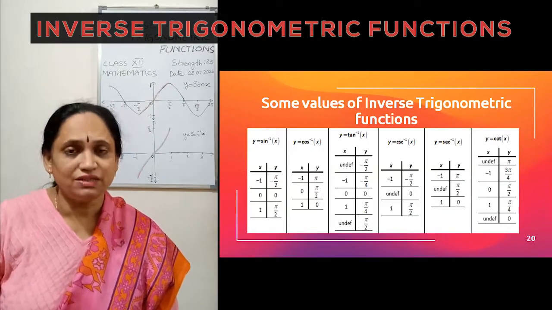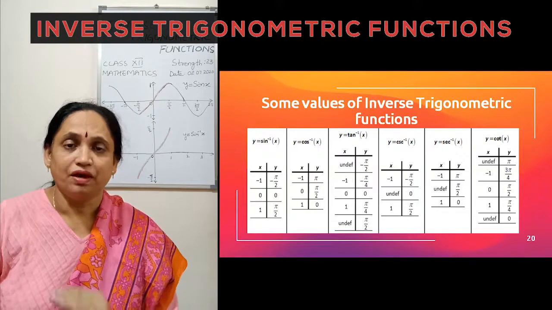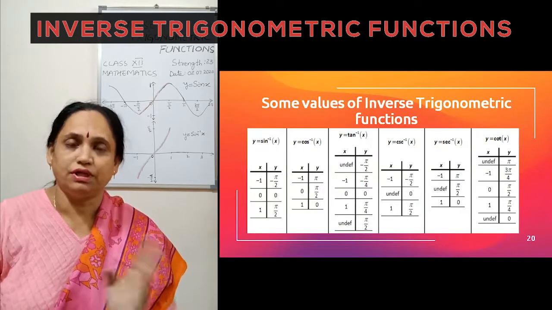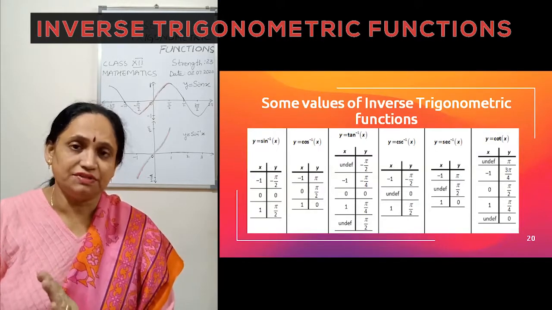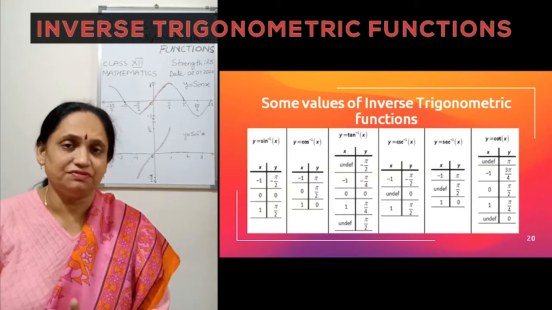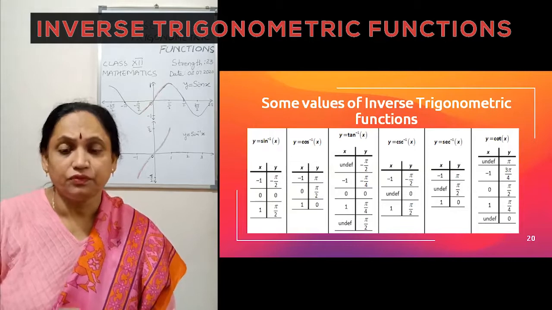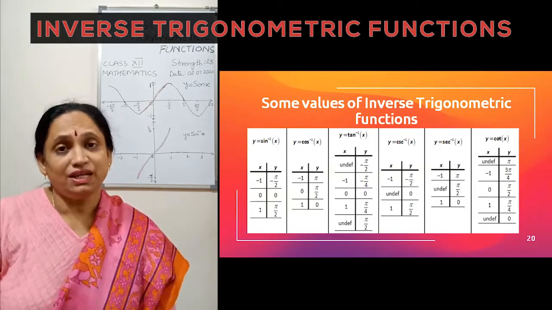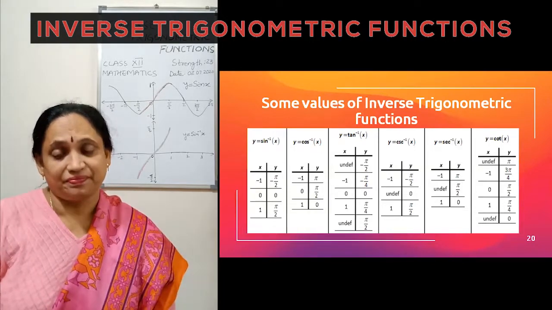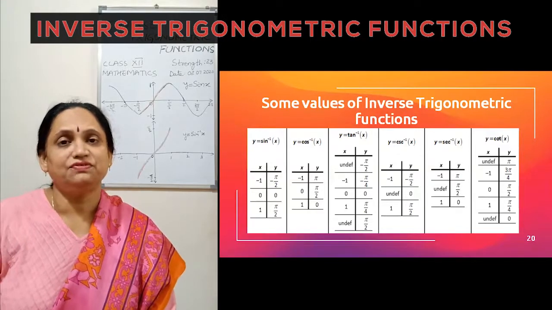Secant inverse of -1 similarly would be in the first and second quadrant. The principal value branch of secant inverse is 0 to pi, except pi by 2. So secant inverse of -1 is pi, and secant inverse of +1 is 0.